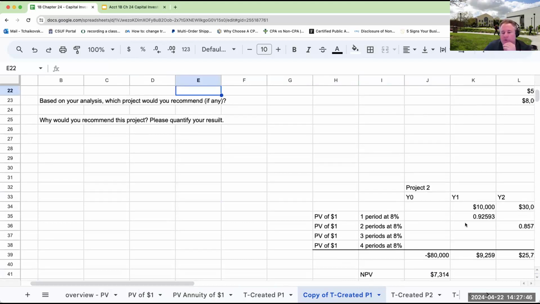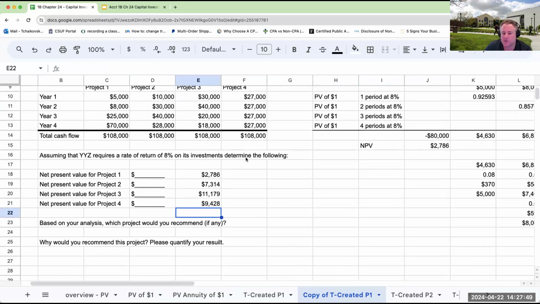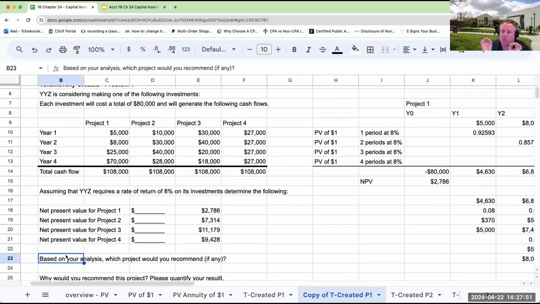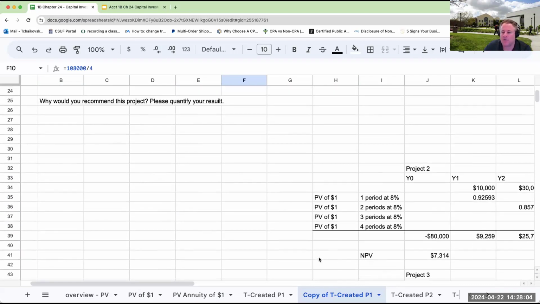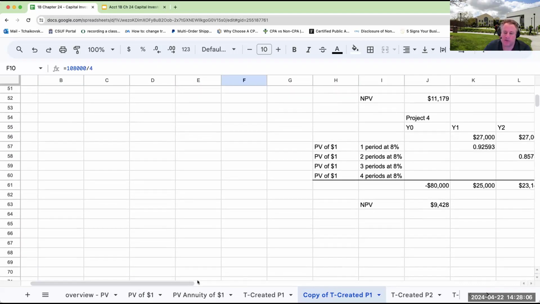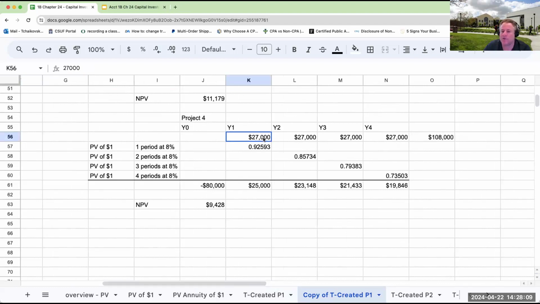Now, before we go any further, what I want to kind of discuss with you before we get to the analysis is I want us to look at how the payments are being made. Project 4 is unique. Why is Project 4 unique? Because the payments are the same. If we have the same payments coming in every single year, we call this an annuity. And so there's a different way and a faster way we can go through and compute this one because it's the same payment.